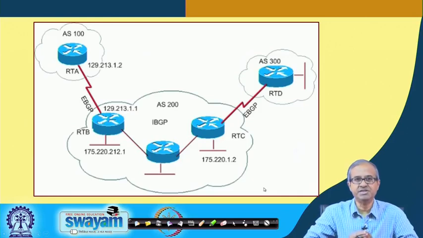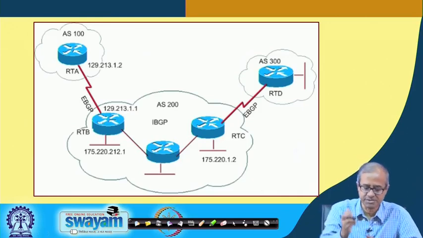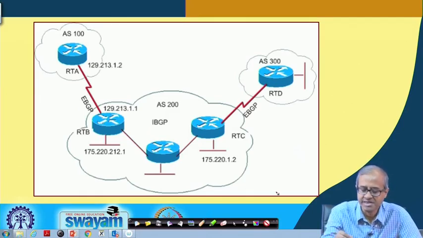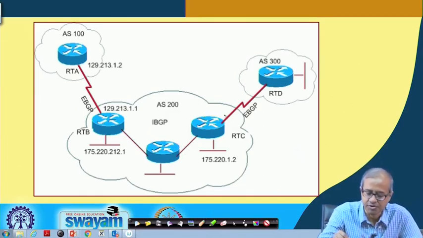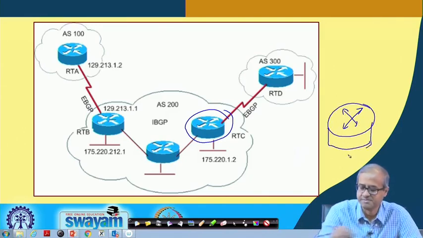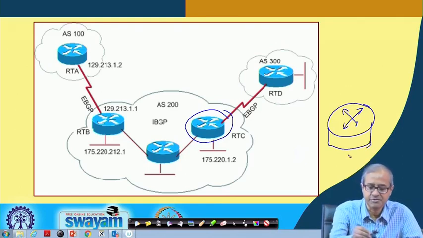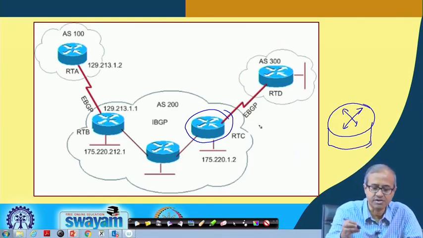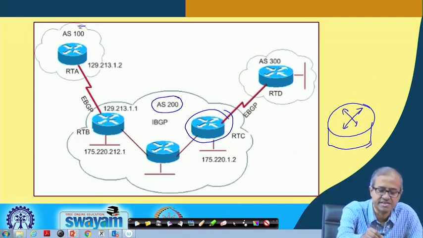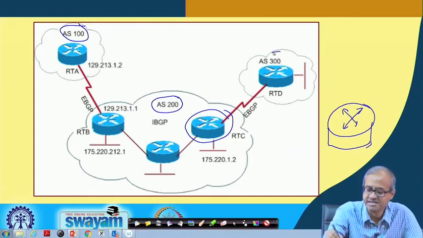So, here I am just showing you a couple of examples. The first thing is that the routers that I talked about, this is an alternate symbol of a router. This is how you represent a router, like this. So, here you are seeing that there are several routers and there are some autonomous systems. This is autonomous system number 200, let us say, this is let us say 100, and this is let us say 300.